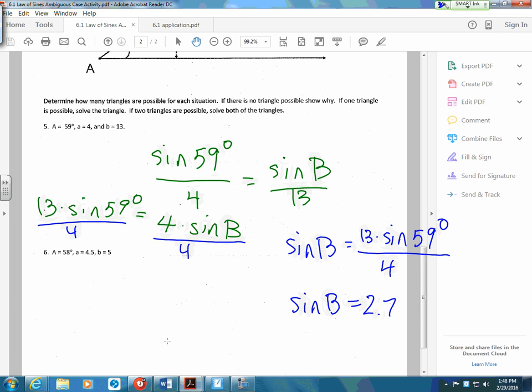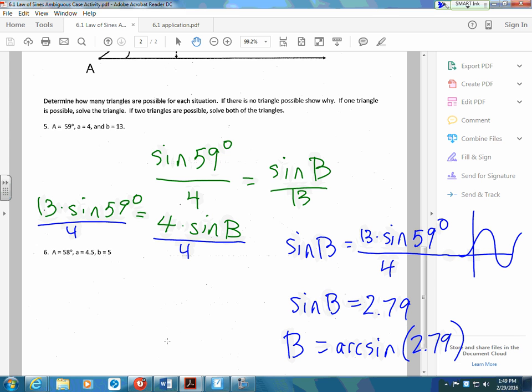So if that's the sine of angle B, how do we find angle B? Arc sine. So go ahead and do that. What's the arc sine of 2.79? I got an error. Why did you get an error? Why is there no angle that has a sine value of 2.79? Because it's bigger than 1. Because you can't have an angle with a sine value greater than 1. You know sine values oscillate between 1 and -1, right? So that means there is no such triangle. No triangle exists for number 5.